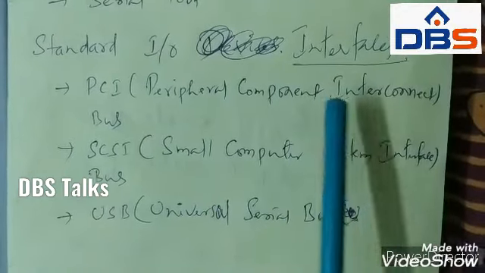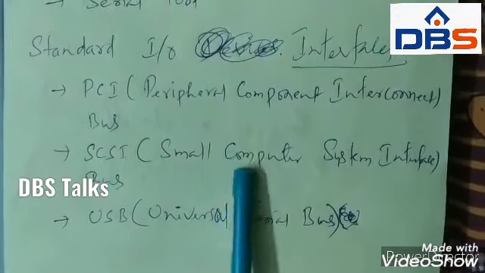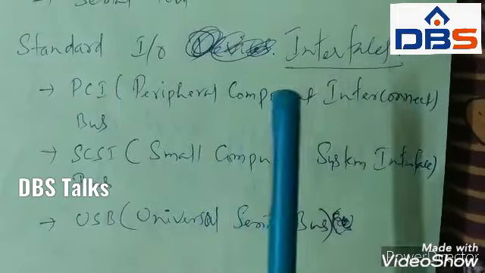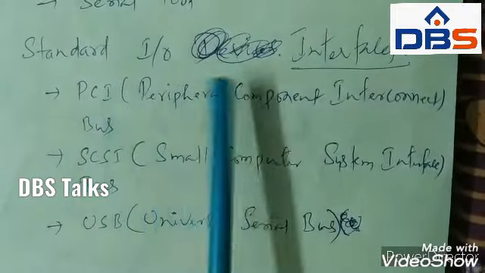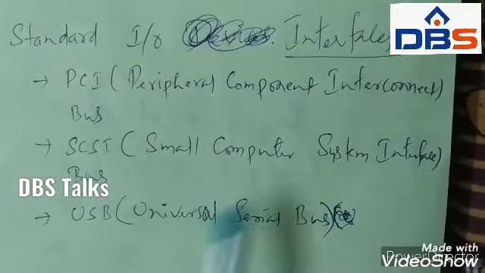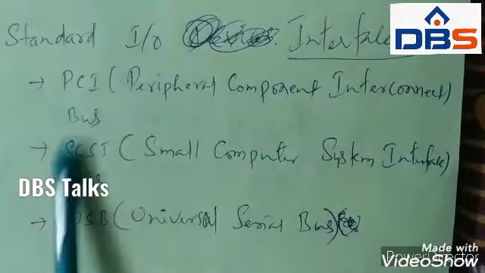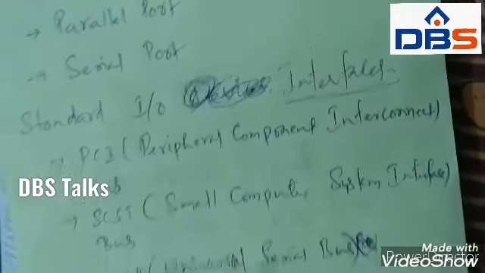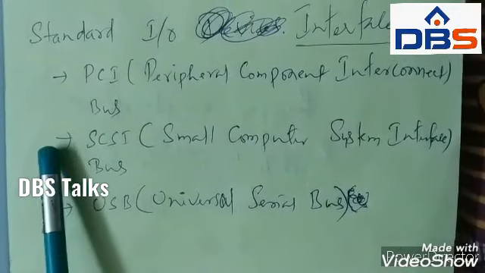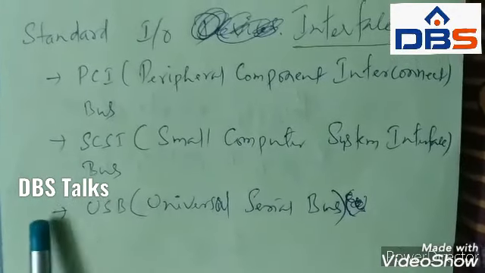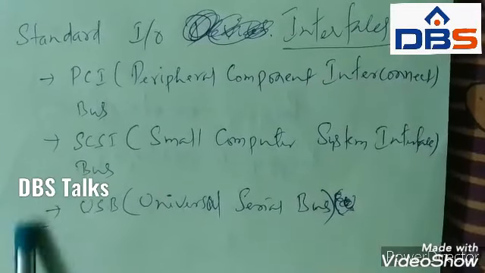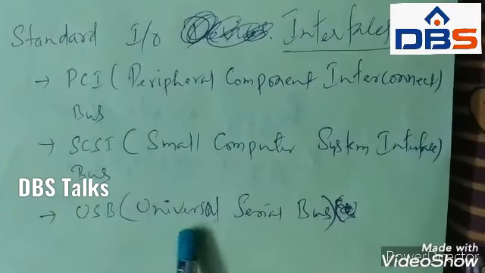Okay, this is the last topic. In the previous explanation, these were called standard I/O devices. These are not the standard I/O devices. Now this is standard I/O interfaces. In these standard I/O interfaces, these are the subtopics: PCI, SCSI and USB. This is a well-known name for all the students, USB, Universal Serial Bus.